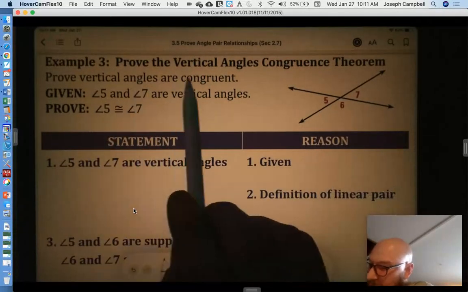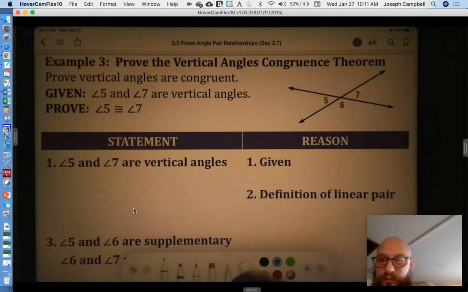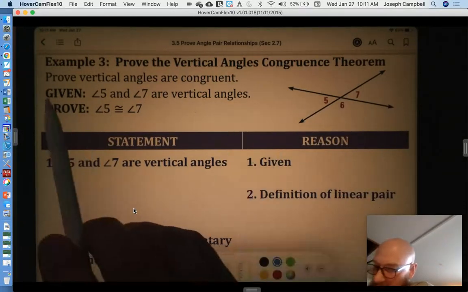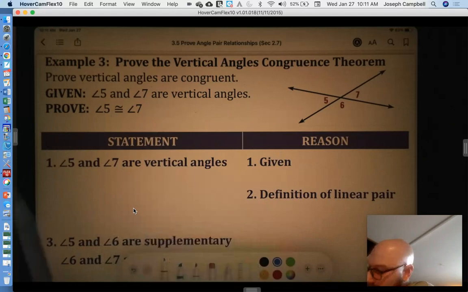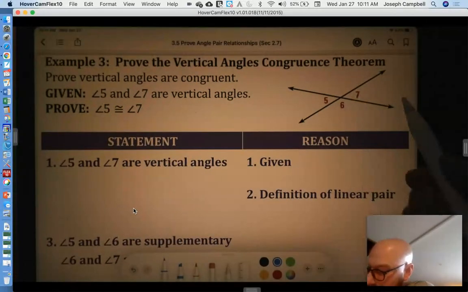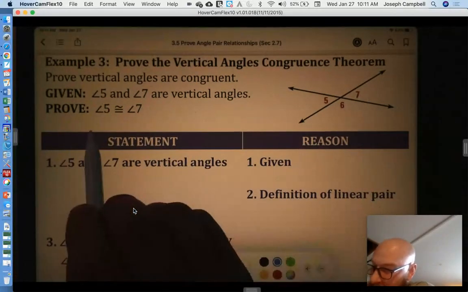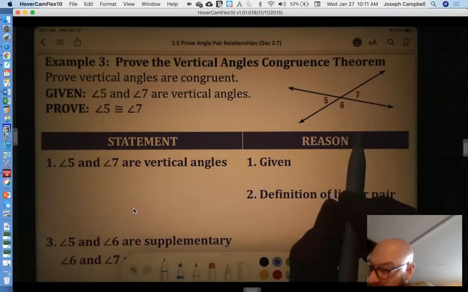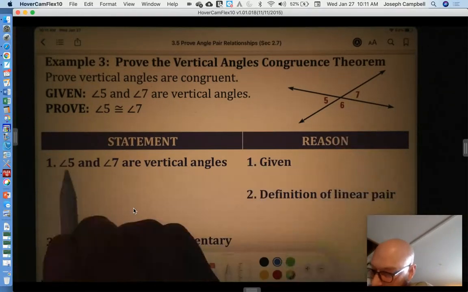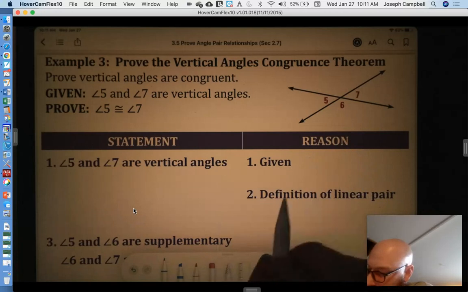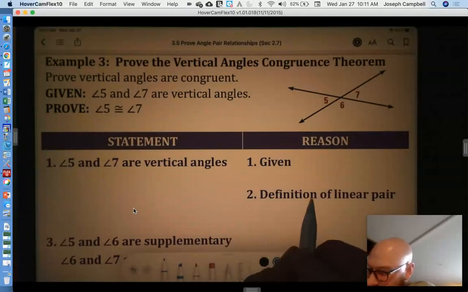All right, we're going to prove the vertical angles congruence theorem. Once we prove it, we can use it. So angle 5 and angle 7 are vertical. That was given. We want to prove that 5 is congruent to 7. Remember, we can't use the theorem when we're trying to prove it. 5 and 7 are vertical, it's given. Then they say a definition of a linear pair.